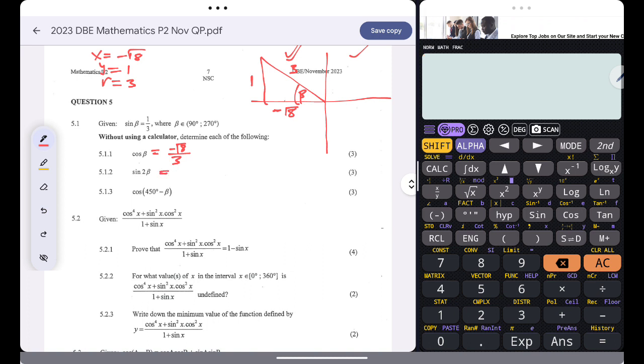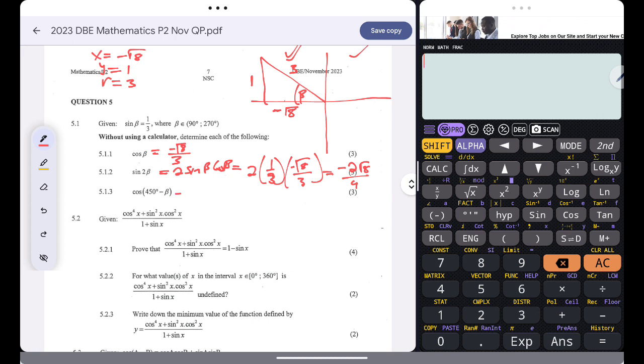Then they want me to find sine 2 beta. This will be 2 sine beta cos beta, right? And this will be 2 times sine beta is 1 over 3, cos beta is negative square root of 8 all over 3, which is negative 2 root 8 over 9. That's my final answer, right?